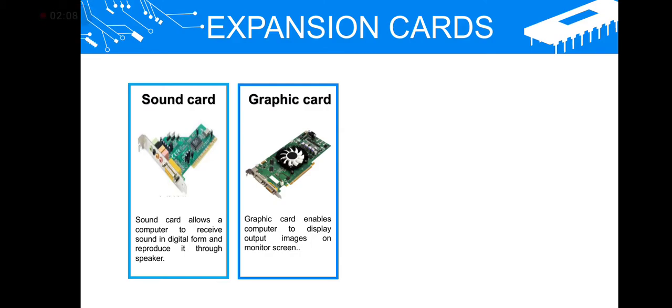Okay, the second type of expansion card is graphic card. A graphic card is more often called video card. You must have heard it, video cards. Graphic card enables the computer to display output image on monitor screen. Basically, a graphic card is responsible for generating images to display, such as on the computer monitor or laptop screen.